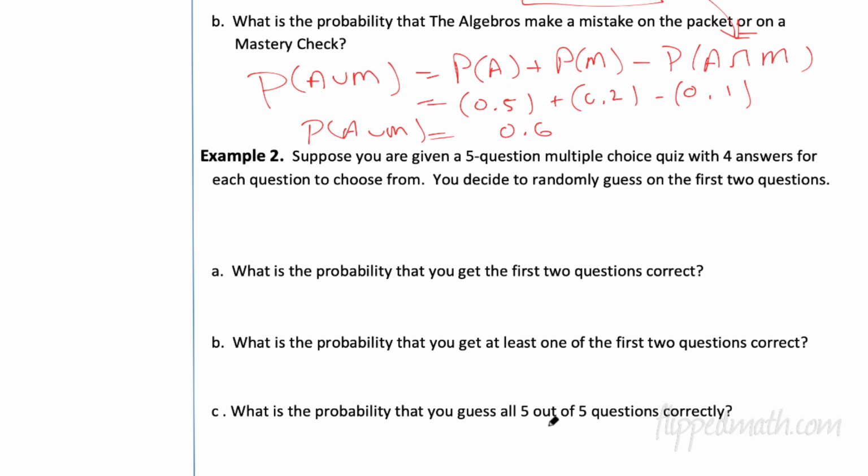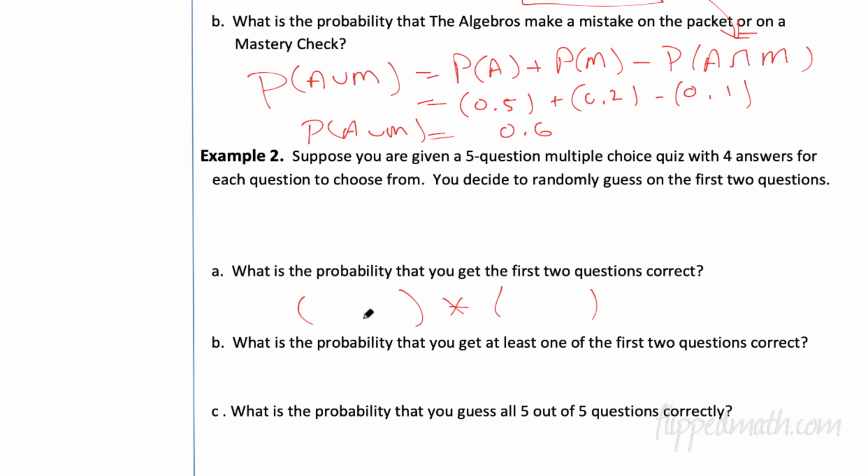Okay, so what if they give you a question like this where you're given a 5-question multiple choice quiz and there are 4 answers for each of you to choose from? You decide to randomly guess on the first 2 questions. What is the probability that you get the first 2 questions correct? So really, we have an event here. You want to get the first one correct and you want to get the second one correct.